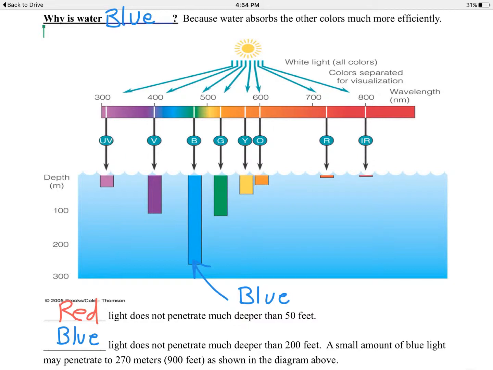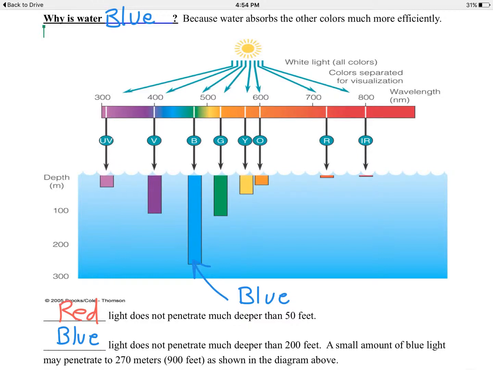It doesn't just all of a sudden go to 280 feet and then it's gone, but it just gets dimmer and dimmer and dimmer. For all practical purposes, after about 200 feet or so, it's so dark you wouldn't be able to see if you were down there. You would need an underwater flashlight.